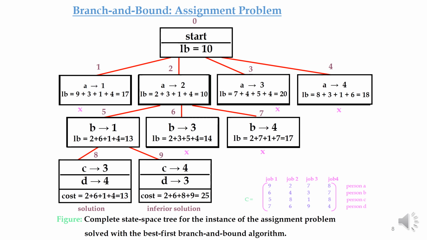Likewise, here also we are calculating. By assigning the fourth job to C and the third job to D, we get the value 25. While comparing these two values, 13 is the smallest one. So now we can consider this our solution. Now we can terminate the remaining nodes by comparing the values. Here 25, 14, 17, 20 and 18 are all greater than our solution. So our solution, 13, is the optimal solution, so we can terminate the remaining nodes. So this is the final assignment for this assignment problem.